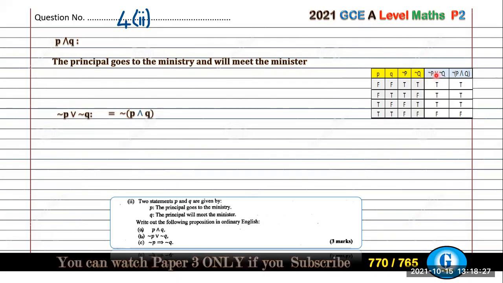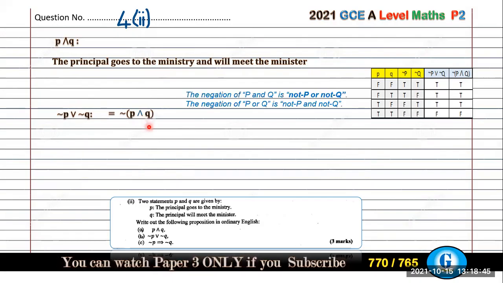So the negation of P or negation of Q is the same as the negation of P and Q. So this one is just the negation of this first statement, because this first statement is P and Q, right? So the negation of P and Q is written as not P or not Q, right? But this statement is the negation of P or Q. So the negation of P or Q is not P and not Q. So we are using the second one, okay?